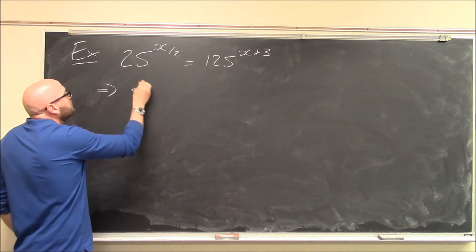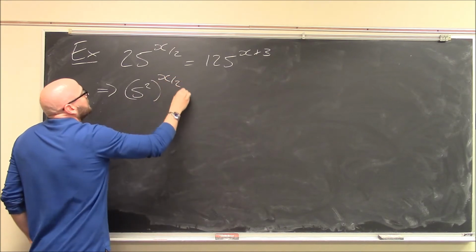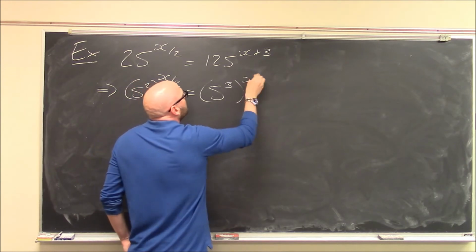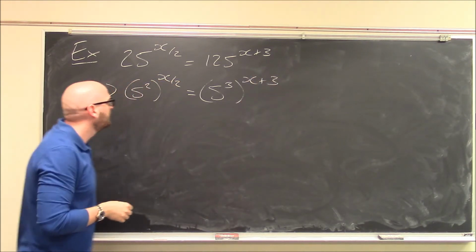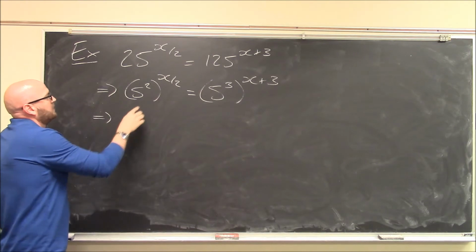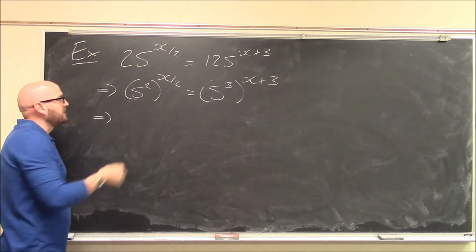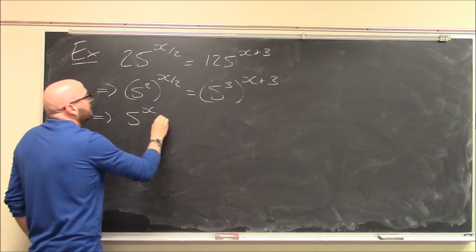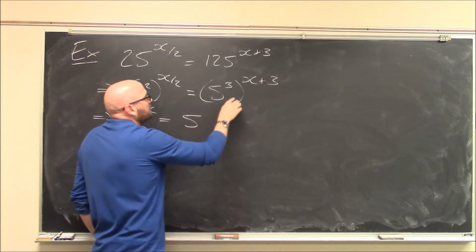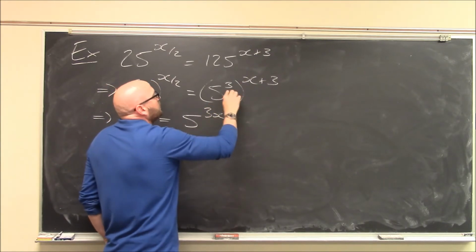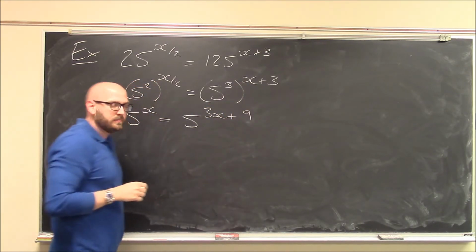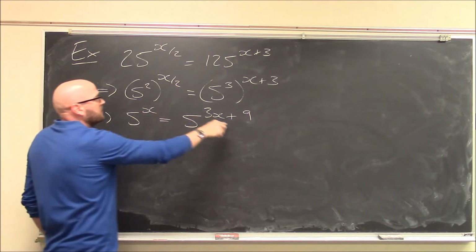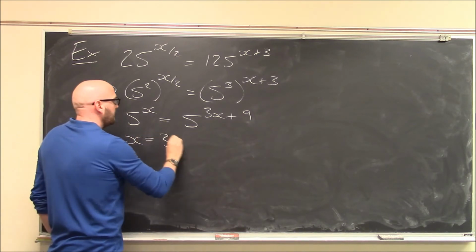Alright, this is 5 squared to the x over 2. 125, that's 5 cubed, equals 5 cubed to the x plus 3. So now if we multiply these exponents together, as we have to do with repeated exponentiation, x over 2 times 2, that's just 5 to the x. And over here, this is 5 to the 3x plus 3 times 3, it's plus 9. Great, same bases, so the exponents must be equal. We must have x equals 3x plus 9.